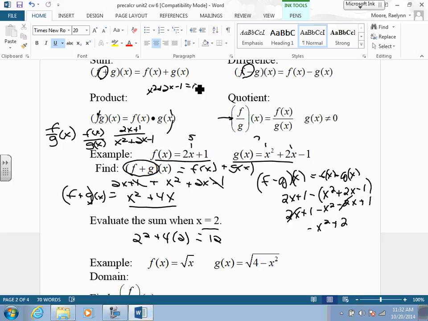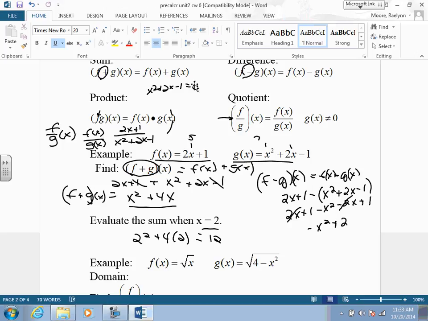Anytime you divide, you may change your domain restriction. In this case, we didn't have one, and now we will. We'll end up having one. I have to do the quadratic to complete the square on that, so we're not going to do that part.